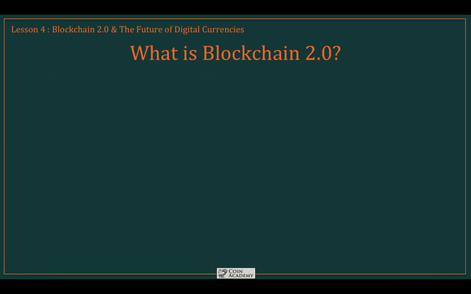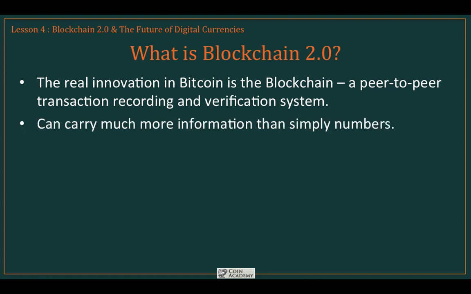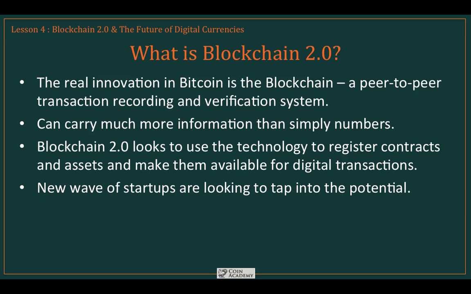What is Blockchain 2.0? The real innovation in Bitcoin is the blockchain, that is, a peer-to-peer transaction recording and verification system. That system can carry much more information than simply numbers. As a result, Blockchain 2.0 looks to use this blockchain technology to do a number of things, including registering contracts and assets and making them available for digital transactions. There's an entire new wave of startups that are looking to tap into the potential of the blockchain, and we expect to see a number of innovations come out of this second wave of innovation.